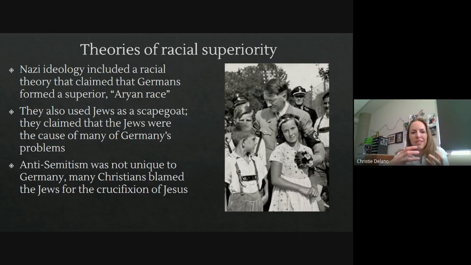But what's interesting is anti-Semitism was not unique to Germany. Anti-Semitism has been around for centuries. Hitler's really going to capitalize on it, use the Jews as a scapegoat to further his own national interest. I shouldn't say national interest, self-interest. And we'll focus on those ideas of anti-Semitism next week when we get into talking about the Holocaust.